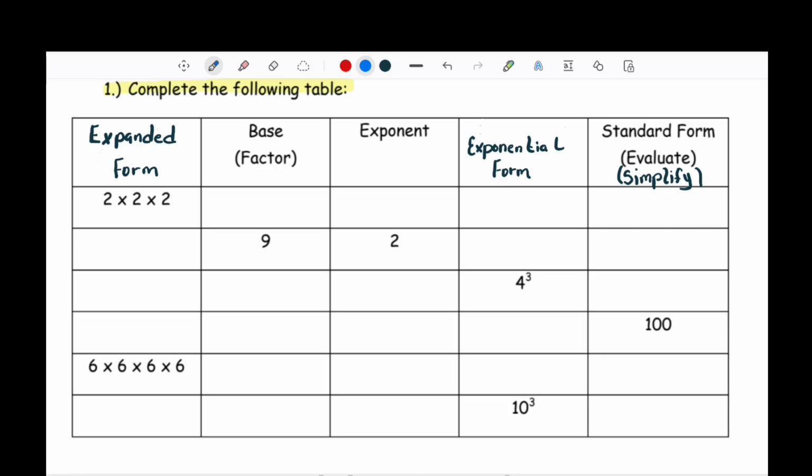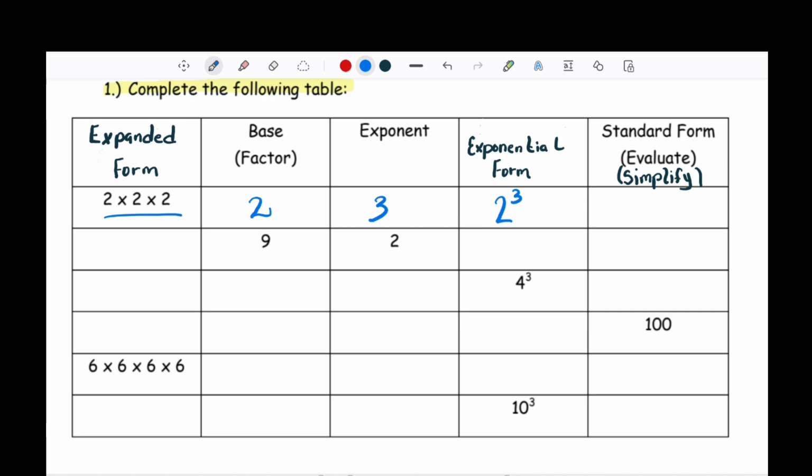Now, I'm going to go through the first one with you. It says expanded form. It says 2 times 2 times 2. The base asks, what would be the base in 2 times 2 times 2? 2, because that's the number being multiplied over and over again. What would be the exponent for that? 3, because you got 3 of them. So how would I write this in exponential form? 2 to the third power, or 2 what? Cubed. Very good.